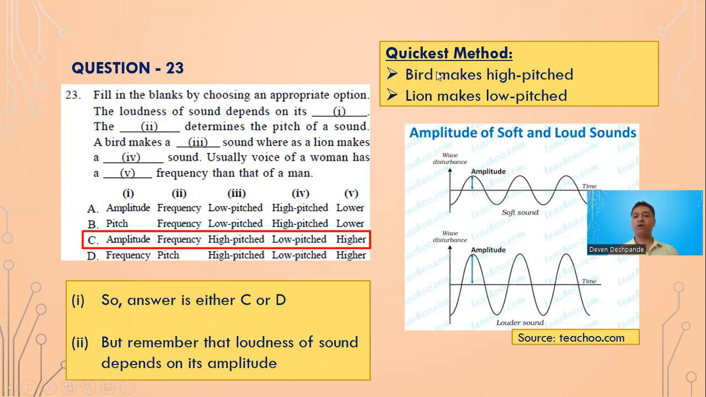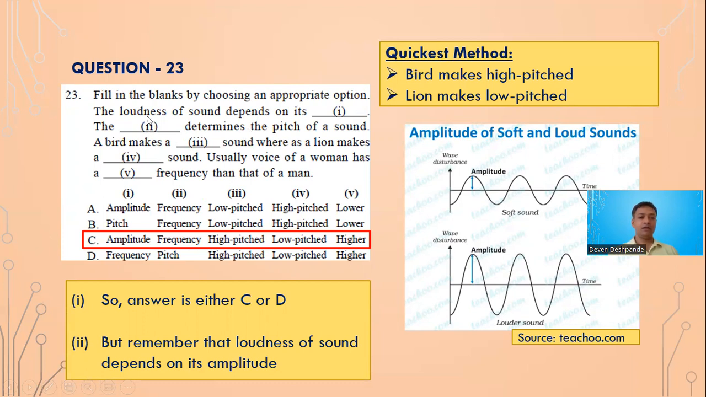So again, a bird makes a high pitch sound, which we all know, a chirping sound, and a lion makes a low pitch sound, isn't it? Low pitch, the growl of a lion. And again, usually the voice of a woman has a higher frequency than a man, because higher frequency is called a higher pitch.